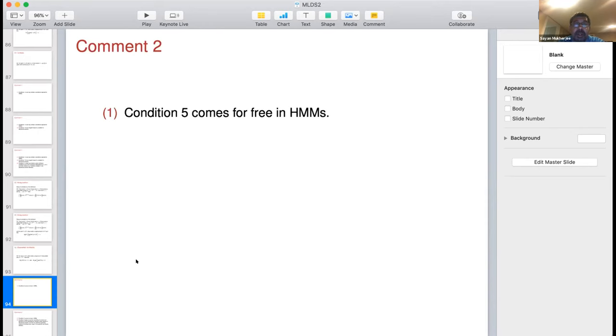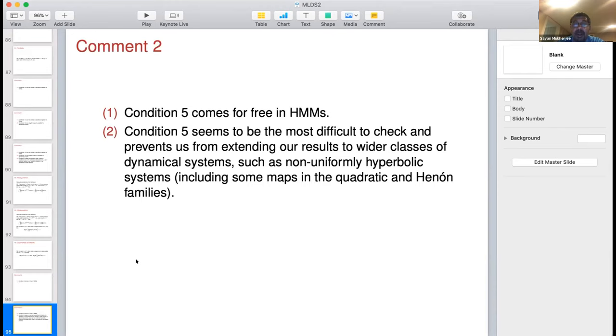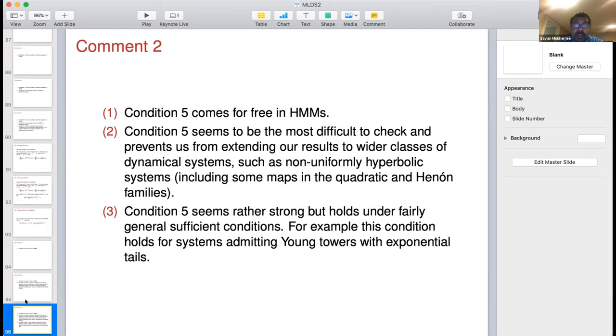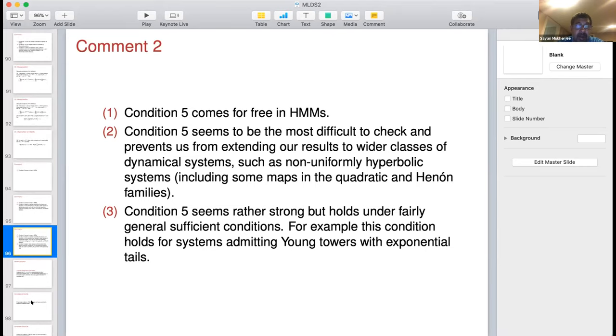Condition 5 comes for free in HMMs. Condition 5 is the most difficult to check, and I'll come back to this. Again, condition 5 seems strong, but it holds under fairly general conditions. And we'll come back to this.